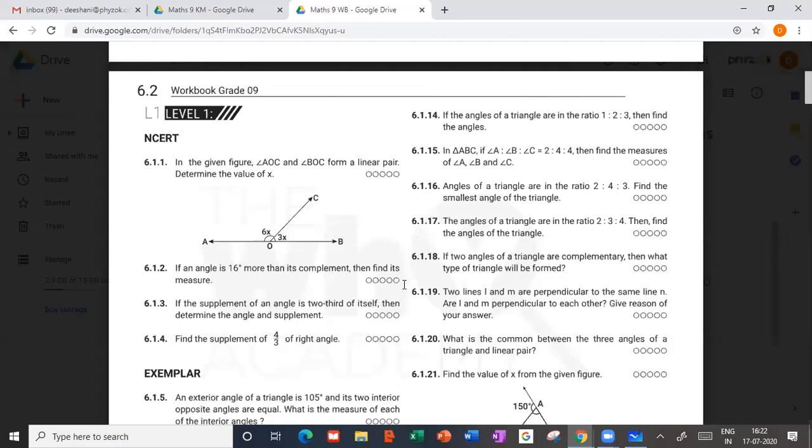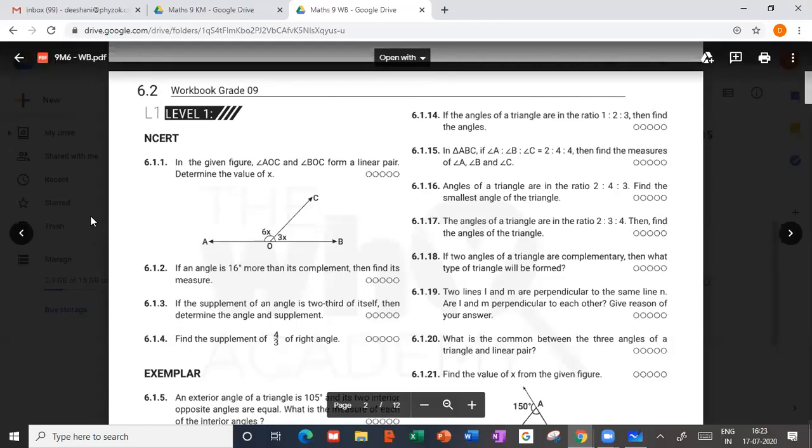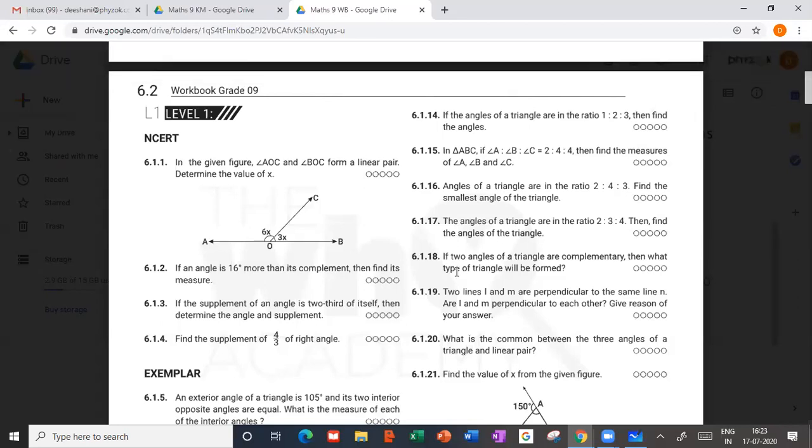Okay, this question is nice. If two angles of a triangle are complementary, then what type of triangle will be formed? Ma'am, we're still on that, right? No, got it now. Okay, so this is an interesting question. This triangle will be a right angle triangle.